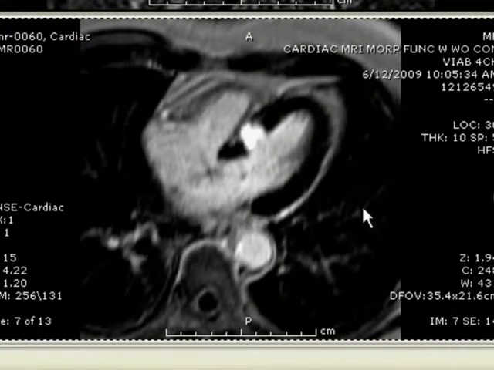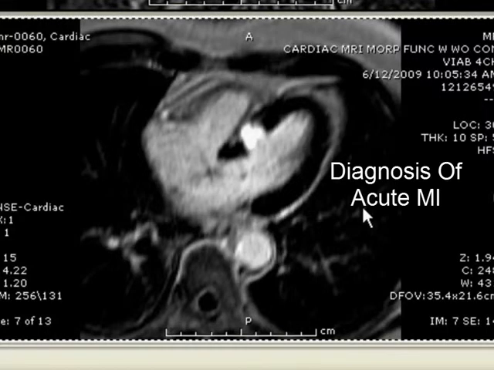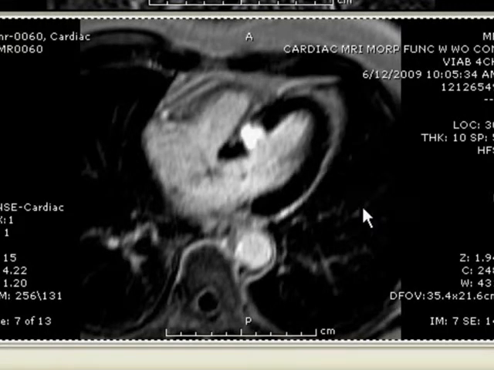So this is a diagnosis of acute MI within the distribution of a septal branch from the LAD.